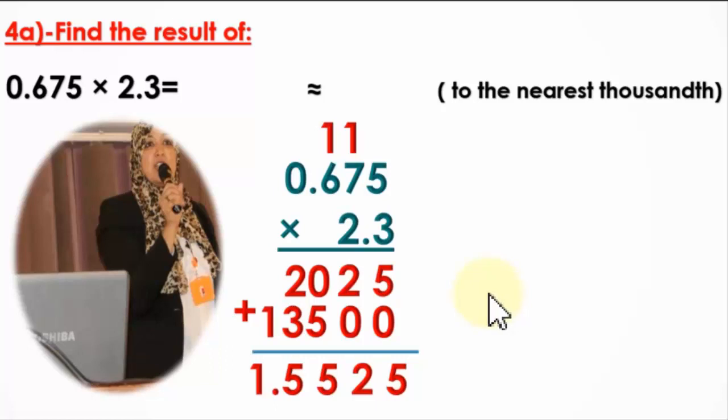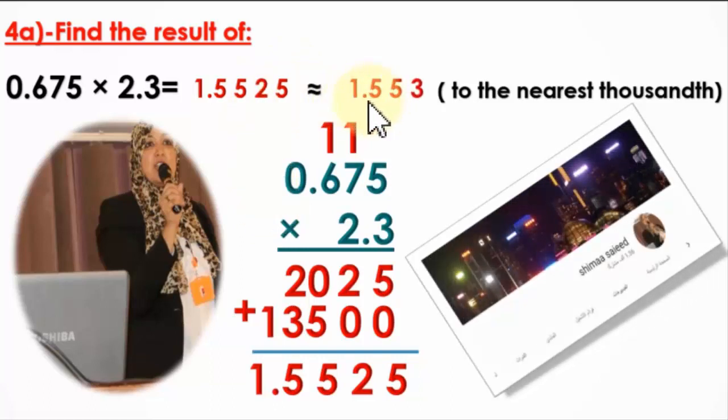and write 1. The decimal point here after 3 places and the decimal point here after 1 place, so the decimal point in the product is after 4 places. So the product is 1.5525. If we want to approximate this product to the nearest thousandths, look at 5 here in the ten-thousandths place. 5 will increase the value of 2 by 1, so cancel 5 and write 3 instead of 2. So the result is 1.553.